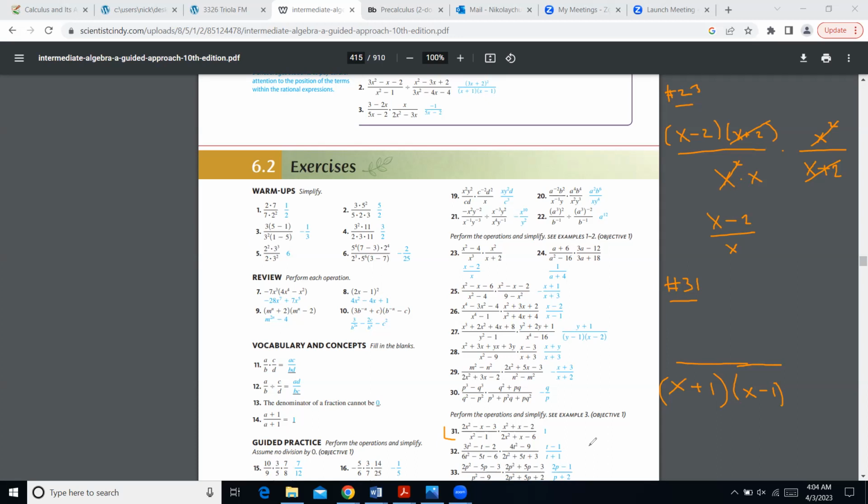Then the numerator, I can try to factor either with x plus 1 or with x minus 1. So let me try x plus 1, see what happens. If not, I will always change it to x minus 1. Remember, our denominators give us hints how to factor our numerators.